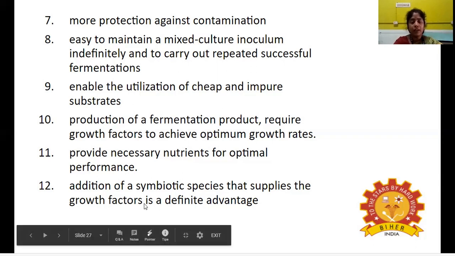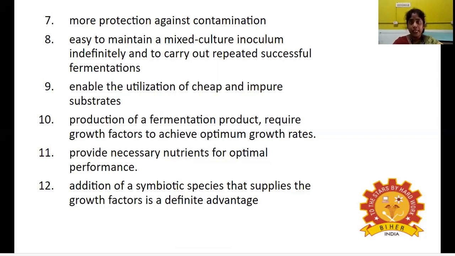And the last advantage is that we need to stick to the symbiotic relationship, which means that if we are using the bacteria and the yeast, there should be a relationship existing. So one should not take over the other microorganism, and should not dominate or suppress the activity of the other organisms in the case of a mixed culture fermentation.